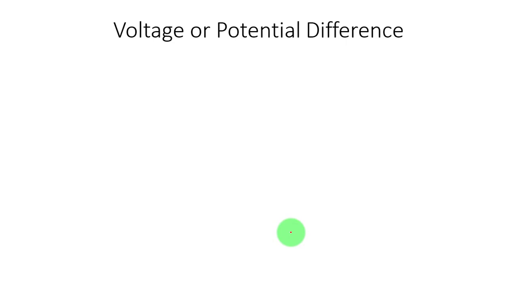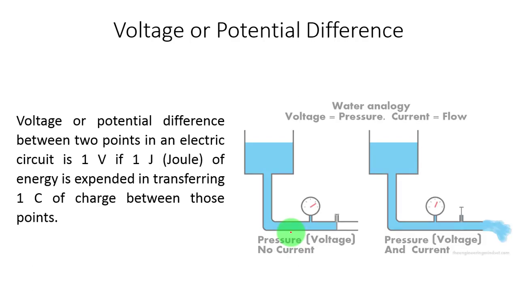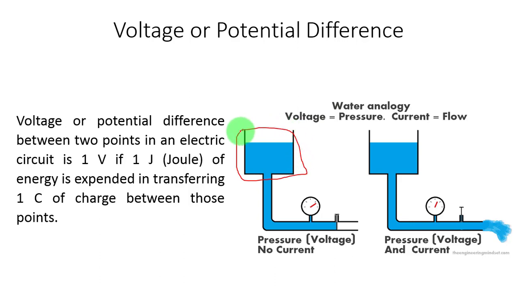Now we can see the second term, which is voltage or potential difference. You can see here the figure of a water analogy. Now here the voltage is the pressure and current is the flow. Water has potential energy, that is called the pressure, like voltage. When we open this valve, then the water flows through the pipe, and this is called the flow, it's called the current.